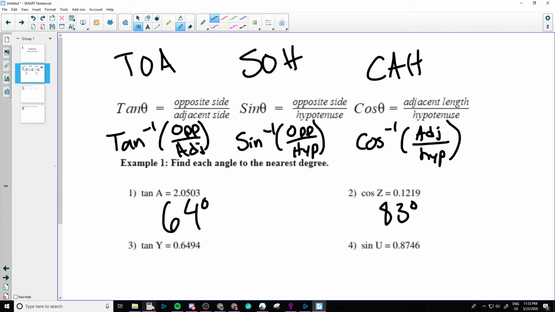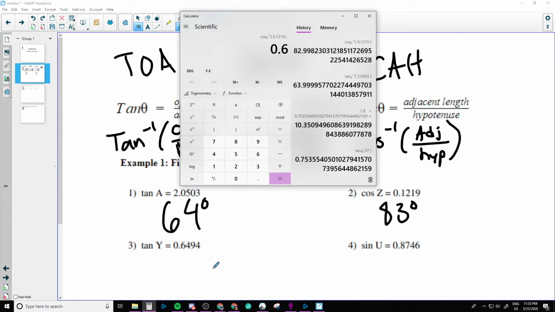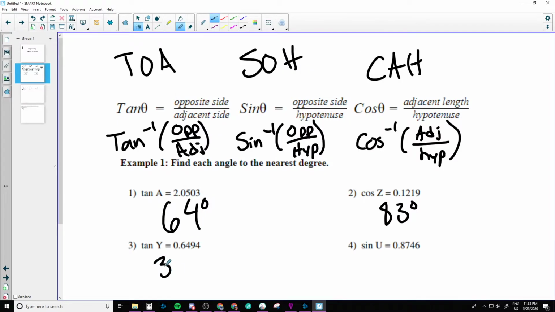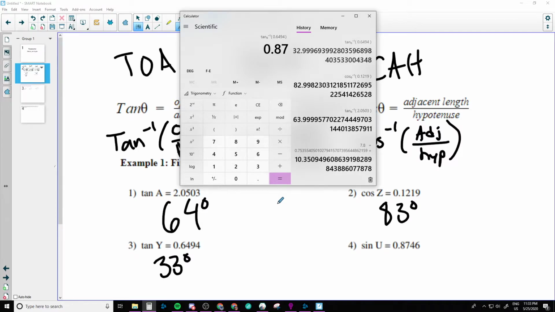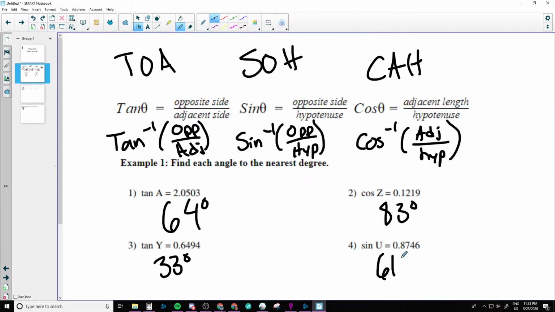Here's another tangent one, 0.6494. Second function tangent. This one is 33 degrees. And the last example like this, 0.8746, and this is a sine example. Second function of sine tells us that this angle is 61 degrees.